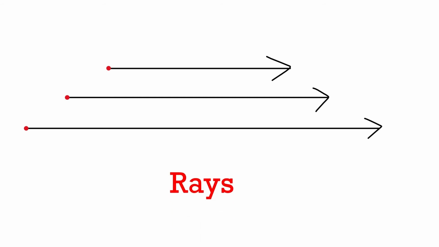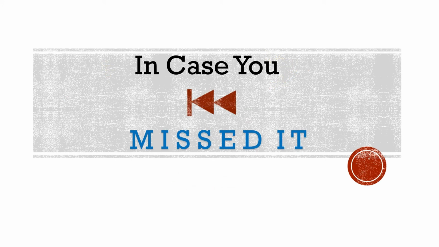Just like lines, rays can be drawn in many ways, such as all of these. They all have one endpoint and one arrow. Let's rewind a bit and recap the lesson.